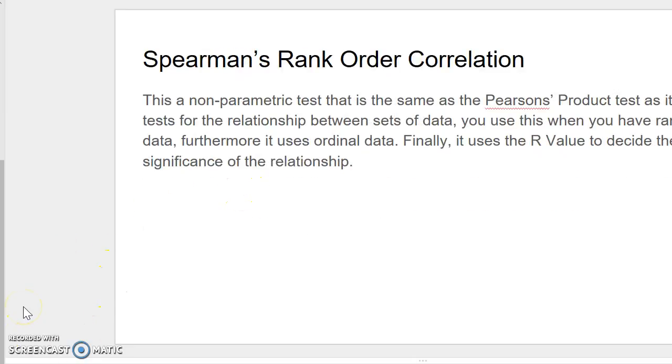Spearman's rank order correlation test. This is a non-parametric test that is the same as Pearson's product test, as it tests the relationship between sets of data. You use this when you have ranked data. Furthermore, it uses ordinal data. Finally, it uses the R value to decide the significance of the relationship between the two sets of data.